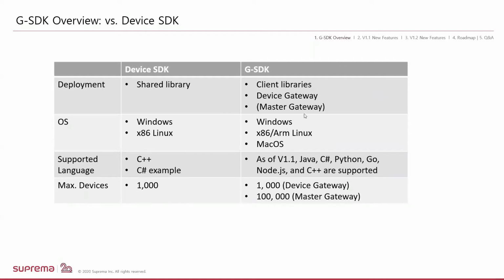The gateway can run on Windows, x86 and ARM Linux, and macOS. As of version 1.1, which is the same as version 1.2, six languages are supported. One device gateway can handle up to 1,000 devices. And since one master gateway can handle 100 device gateways, one master gateway can handle 100,000 devices.